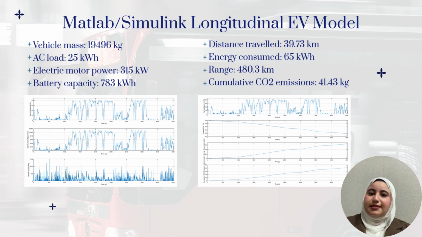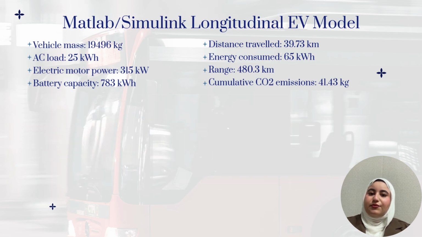Energy consumed is 65 kWh and battery capacity is 783 kWh. For cumulative carbon dioxide emission, for every kilowatt hour of energy generated in Kuwait, approximately 0.64 kg of CO2 is emitted. So for 65 kilowatt hours, approximately 41 kilograms of carbon dioxide.